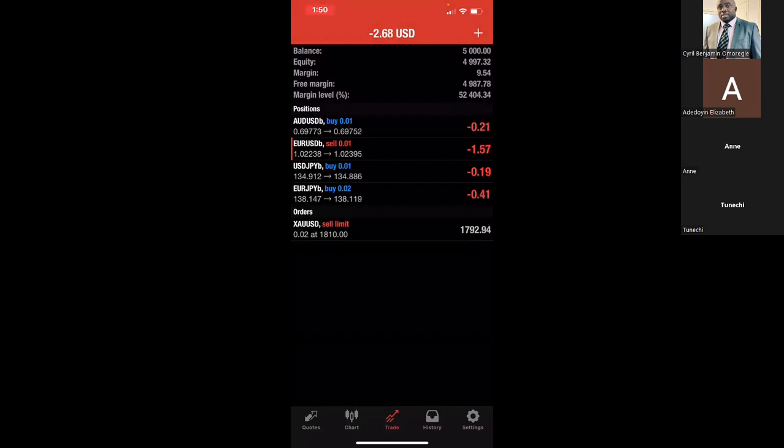Make the TP 100 pips. In fact, all of them, add 100 pips to the take profits. And the stop loss, make it 50 pips. That's for the two trades you are running, USD JPY and EUR JPY. That's your assignment.